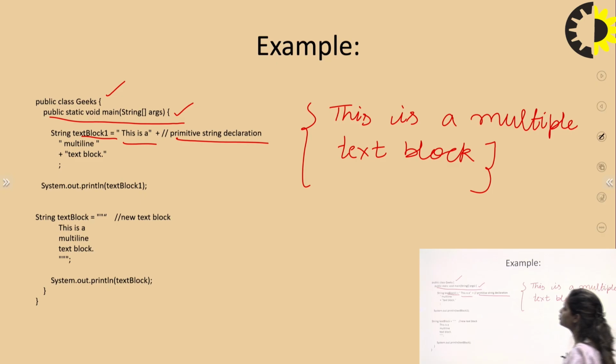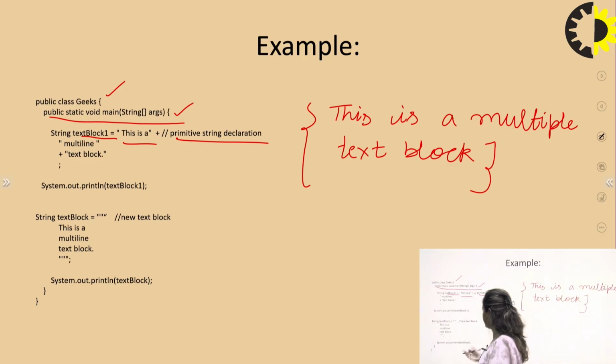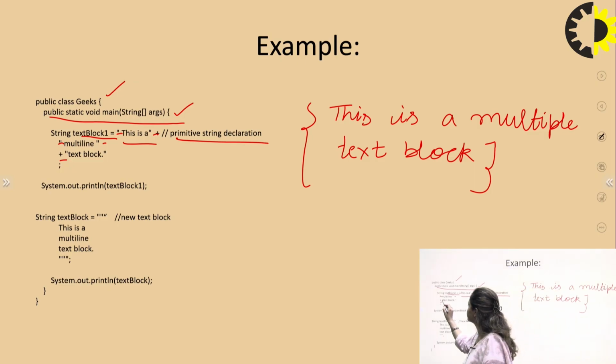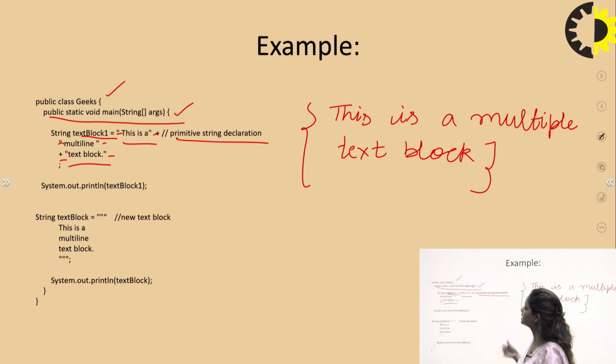So what I have to do previously, in the primitive string declaration, is start with quotes, then write this is a, then again quotes, multi-line, then a concatenation operator in order to concatenate or link it with the previous line, and then again starting the quote and ending the quote and writing our string. That is the primitive kind of declaration for the string.